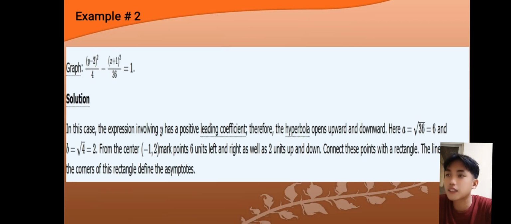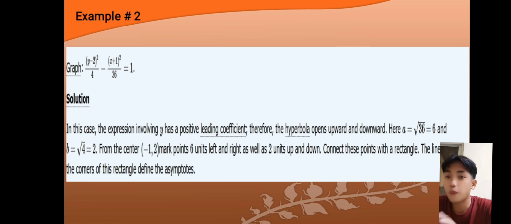So here, example number 2. The quantity of y minus 2 squared over 4 minus the quantity of x plus 1 squared over 36 is equal to 1. So here, our y is positive while our x is negative. So what happens to our hyperbola? It is opening upward and downward.